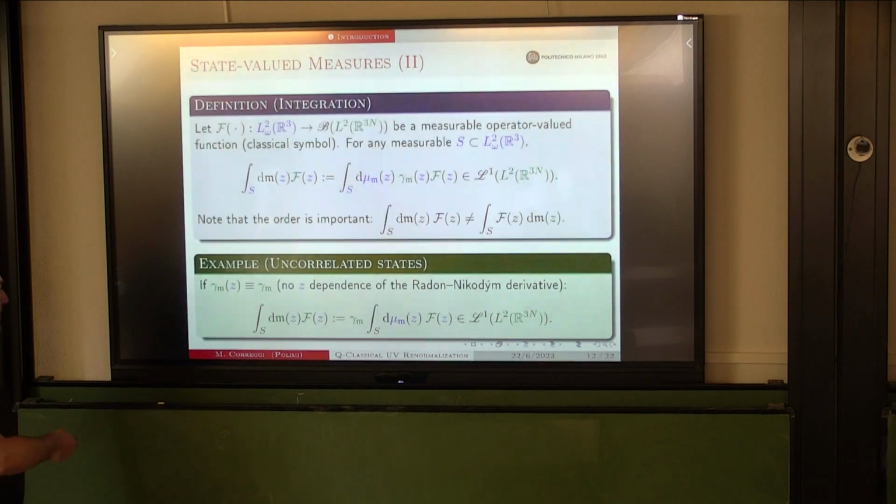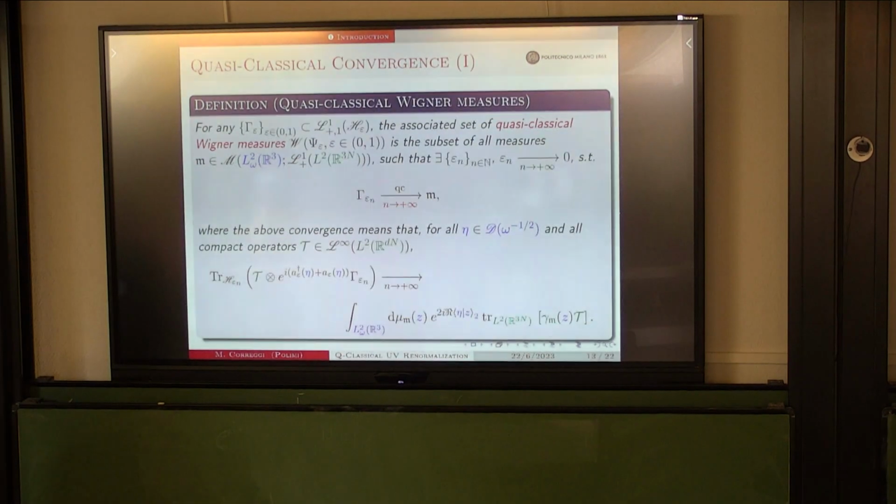Well, a quite simple example is given by uncorrelated states. For uncorrelated states, the Radon-Nikodym derivative does not depend on the point z, so it's independent of the field degrees of freedom, of course. And in that case, you can take it out of the integration, if you like, and then this is just a more conventional integration, if you want. Okay, this is a key point in my analysis.